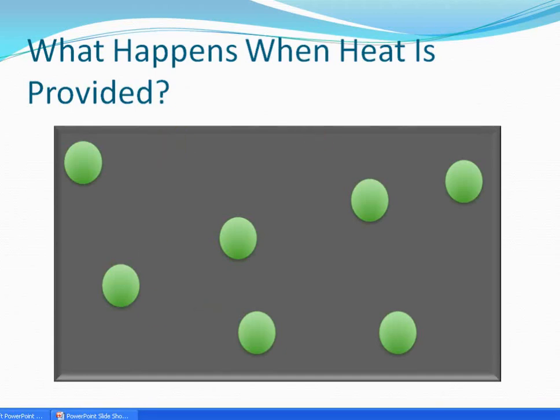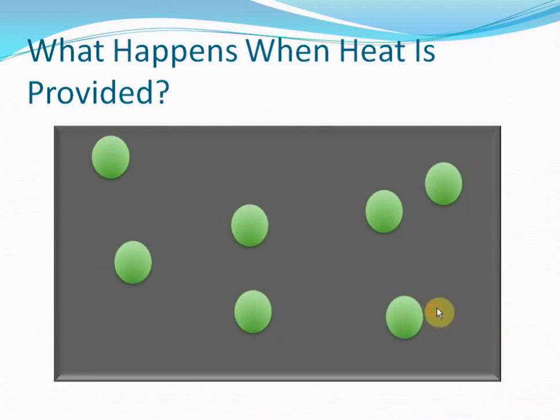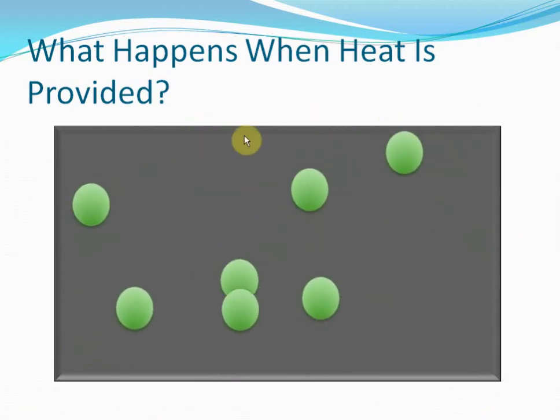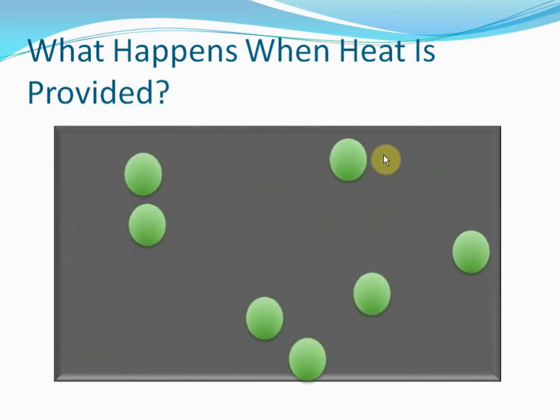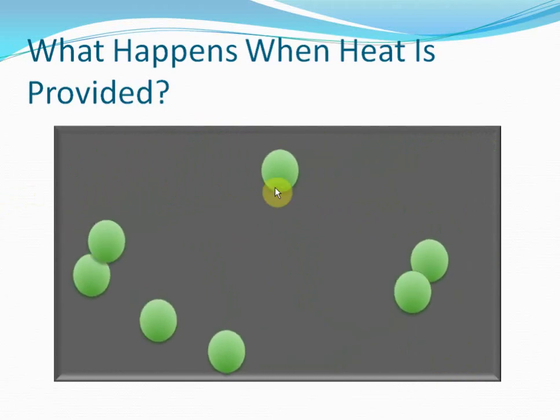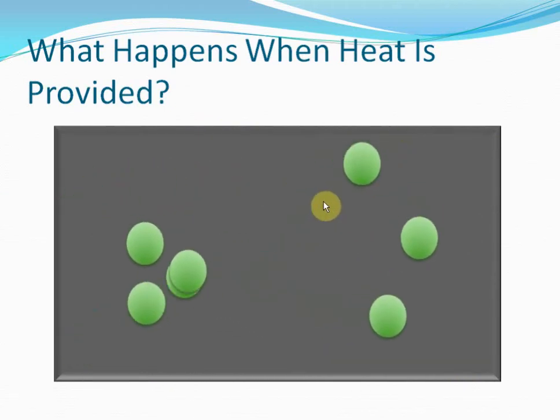Let's say you have this box which contains air particles. Now clearly the air particles are moving like this. After all, they are continuously moving, they are attracted to each other, they have space between them. What happens when you heat this container of air?